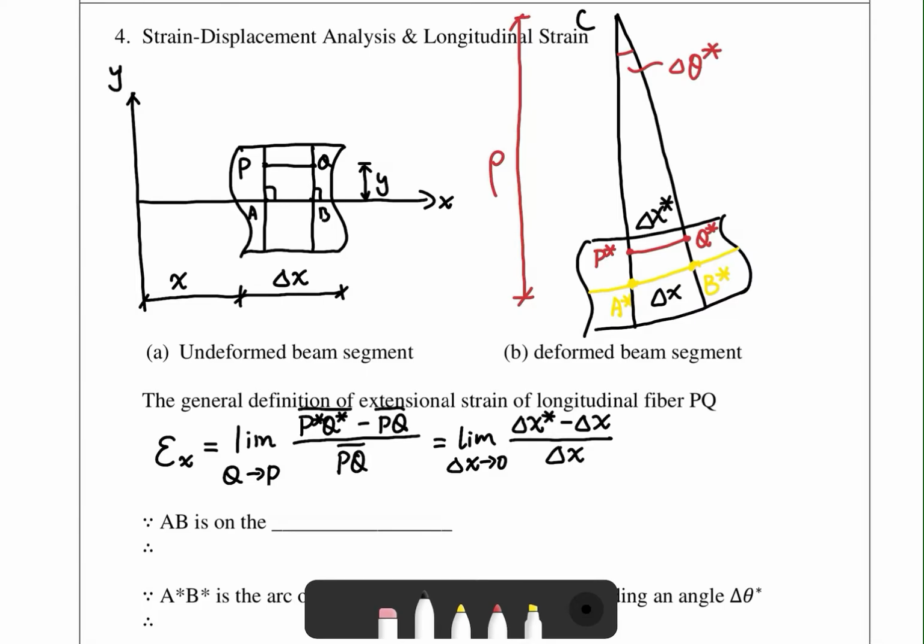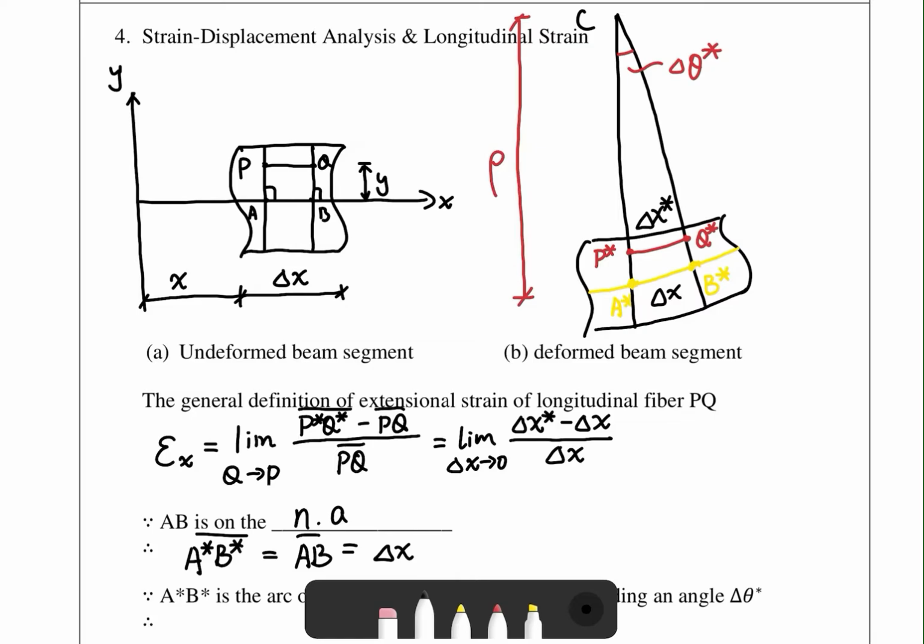Okay, so now AB is on the neutral axis, which means the length after the deformation here will be equal. So that's why when I mark the length from A star to B star, I didn't put a star on it. I still use delta x here.